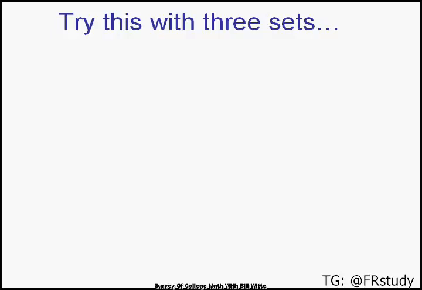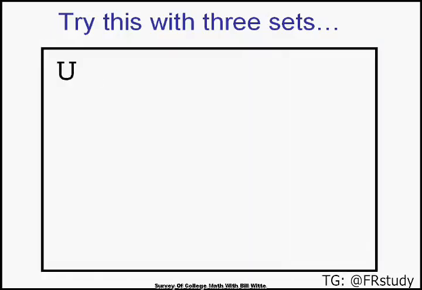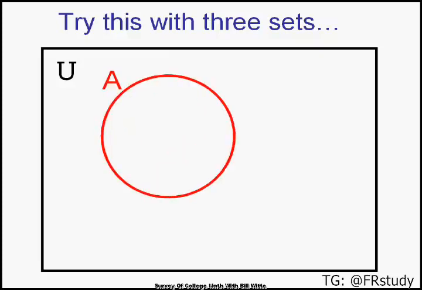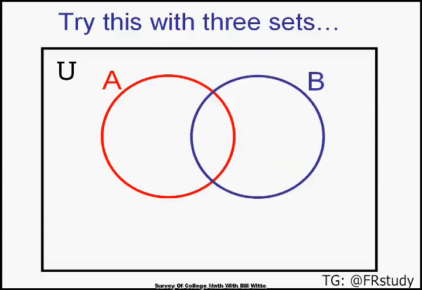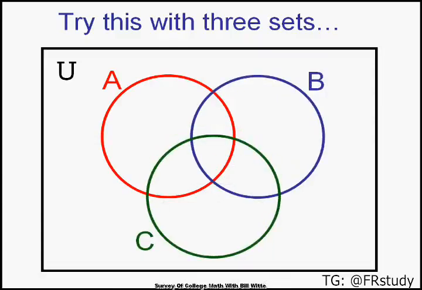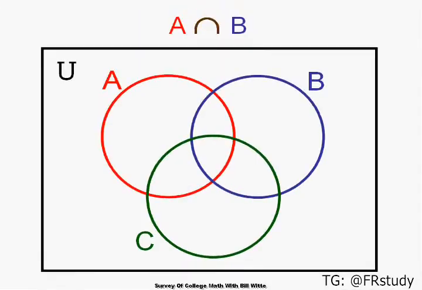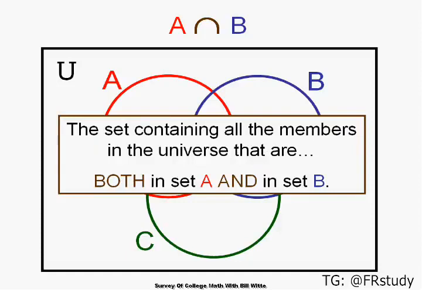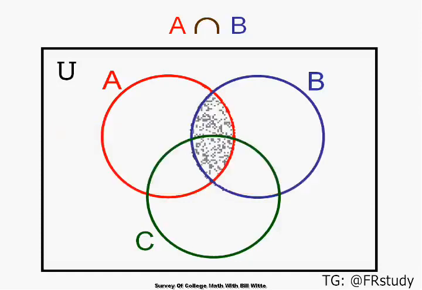Let's try it with 3 sets at a time. There's my universe. We'll call that set A, that set B, and that set C. Okay? What would A intersection B be? I didn't say anything about C, so for right now you can forget about C. Just A intersection B. Everything that's in A and also in B. Yeah, that's just the way it was before, isn't it?